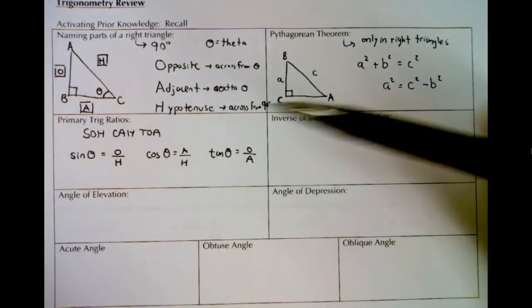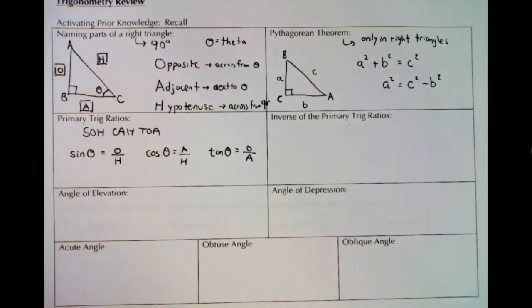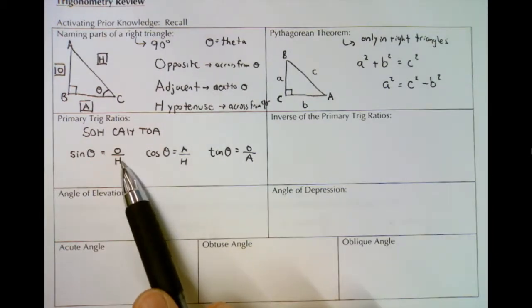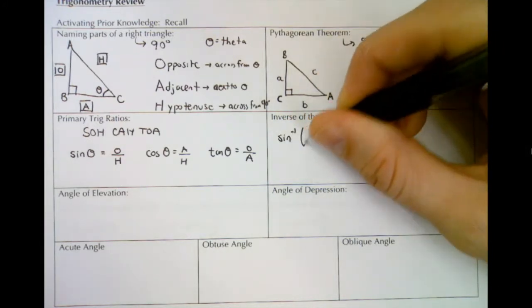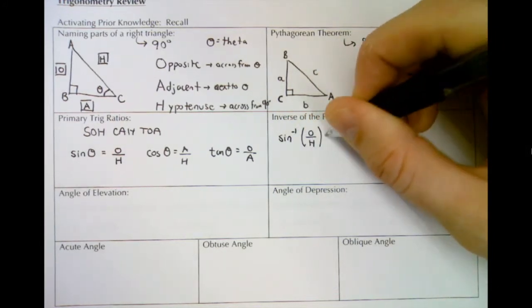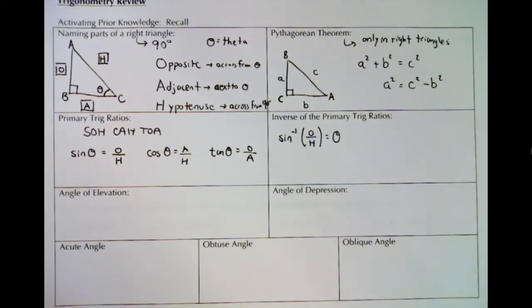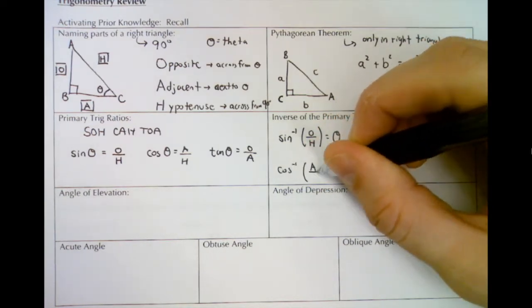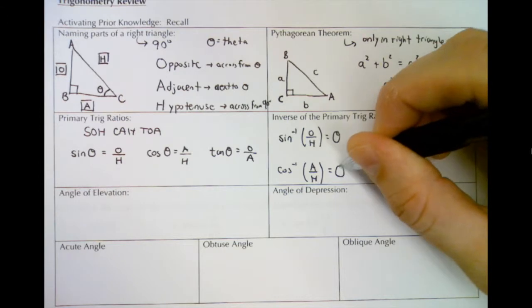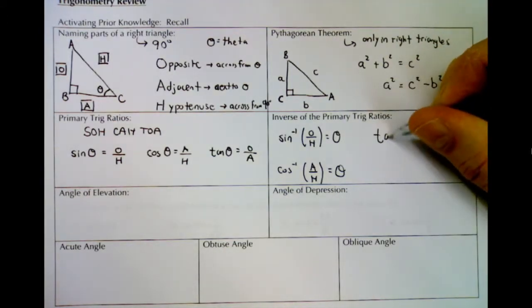How we found angles using this ratio was we isolated for the angle. And the way we did that was we used the inverse trig ratios. If we knew the opposite and the hypotenuse side, we could use sine inverse of opposite divided by hypotenuse to find the angle. If we knew the adjacent and the hypotenuse, we could use cos inverse of the adjacent divided by the hypotenuse to find the angle. And if we knew opposite and adjacent, we could use tan inverse.